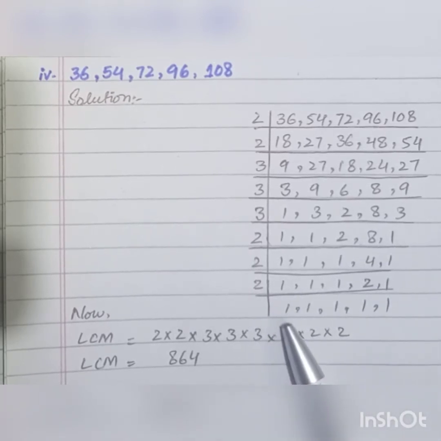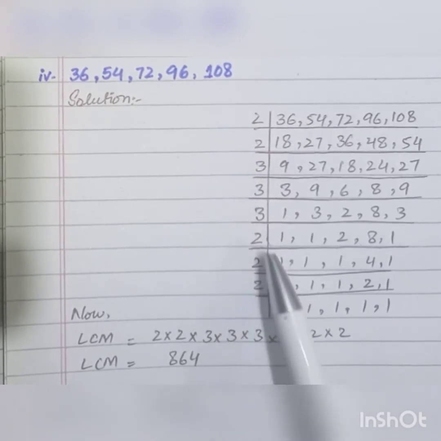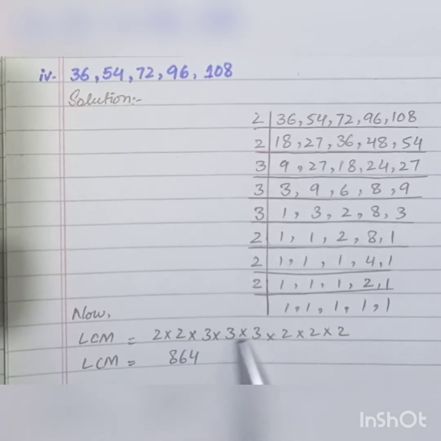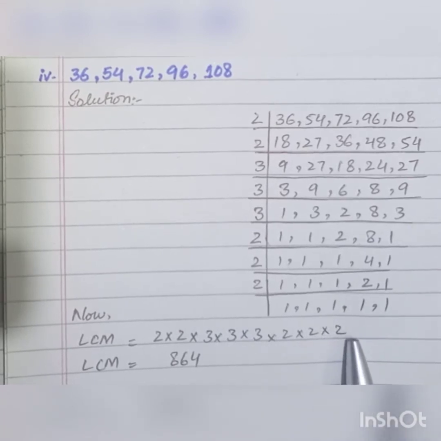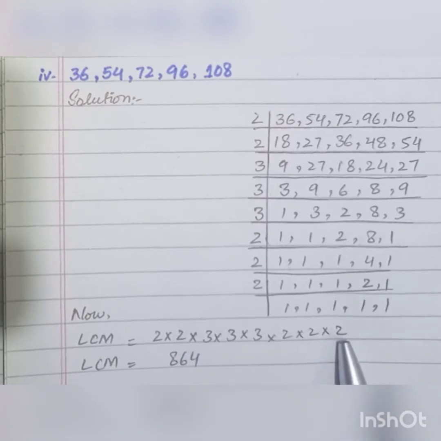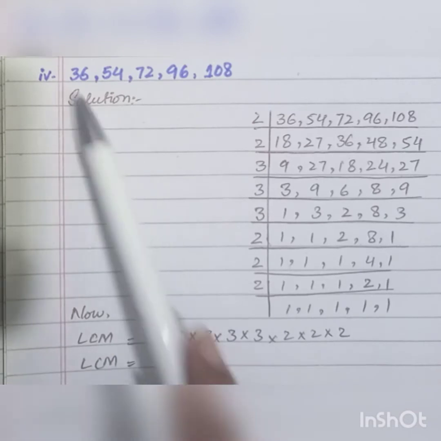We know that in order to find the least common multiple, we will find the product of these values. So the product will be 2 multiplied by 2 multiplied by 3 multiplied by 3 multiplied by 3 and also 2 multiplied by 2 and 2 multiplied by 2. Students, we know that if we find the product of these values, then the answer will be 864, which is the least common multiple of the given numbers.